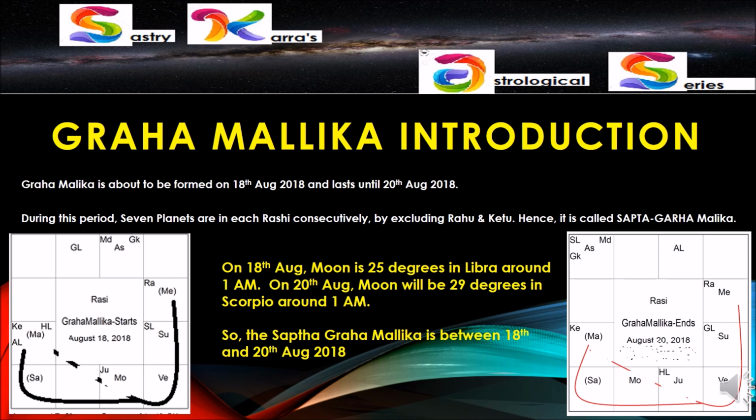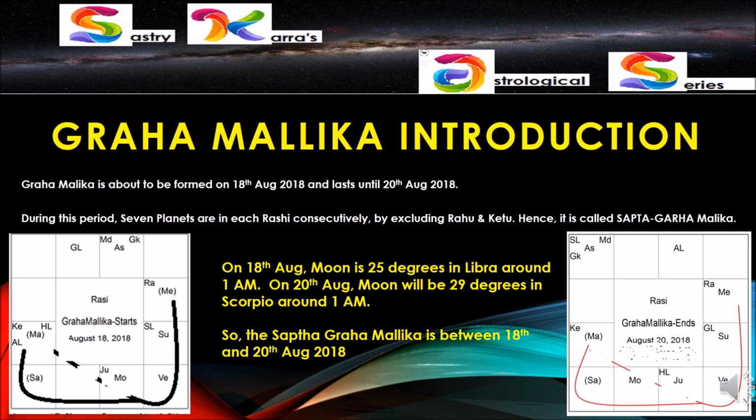As I said earlier, it is a rare possibility to have 8 planets, Ashtagraha or Navagraha, but in 2018, between August 18th and August 20th, there is a possibility to have a Saptagraha. That means during this period, 7 planets are in consecutive Rashis. If you look at the chart on 18th August, Mercury is in Cancer, Sun is in Leo, Venus is in Virgo, Moon and Jupiter are both in Libra, Scorpio is empty, Saturn is in Sagittarius, and Mars is in Capricorn.